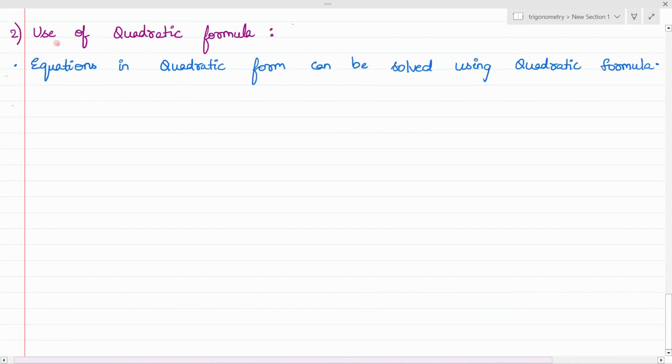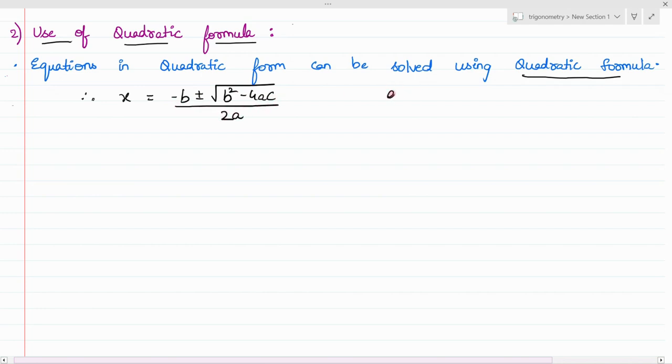The next method to solve the equation is using the quadratic formula. So the quadratic equations can be solved using the quadratic formula. What is the quadratic formula? If x is a variable and we need to find the solutions of x, or the values of x, then the quadratic formula can be written as x is equal to minus b plus or minus under root b square minus 4ac by 2a. And here the quadratic equation used is ax square plus bx plus c. So the values of x can be found out using this quadratic formula.